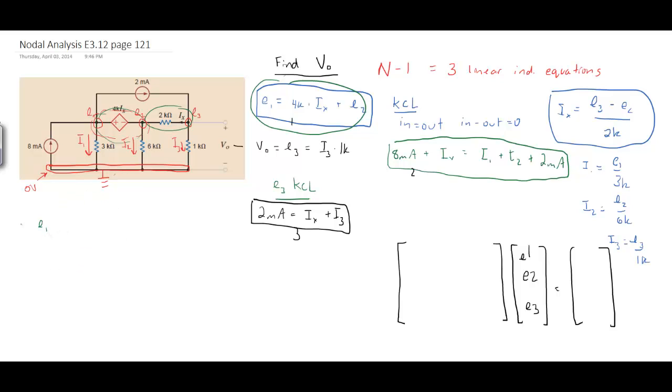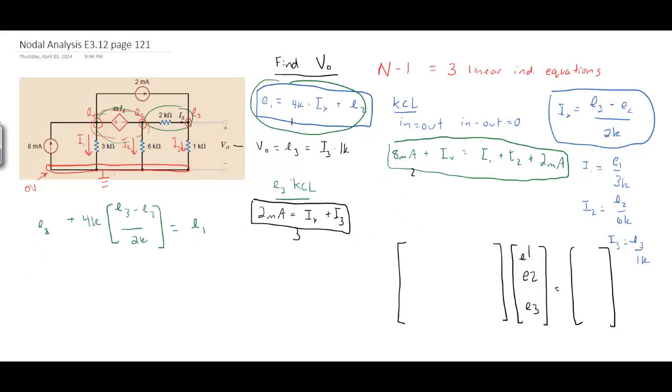So for our first one, substituting what we know about Ix, we will end up getting, let's say, E2 plus 4K, whatever Ix is, which would be (E3 minus E2) over 2K equals E1. Alright.